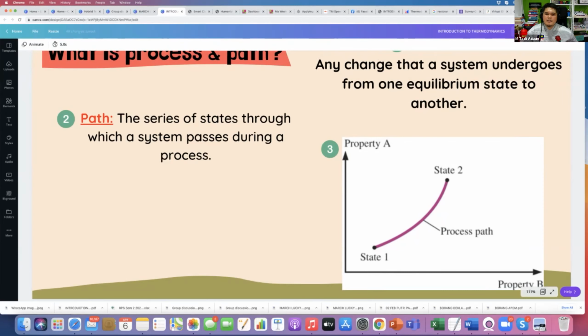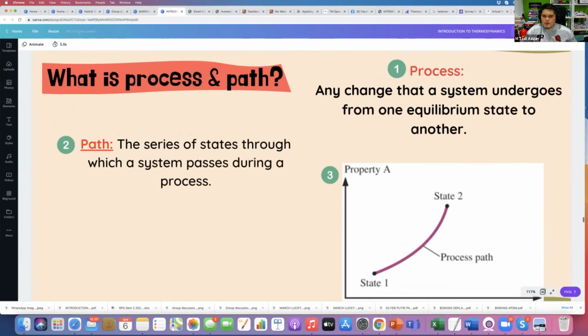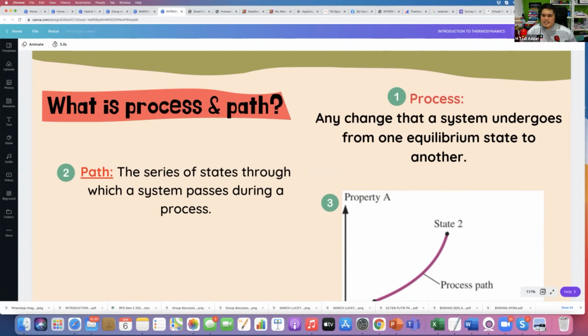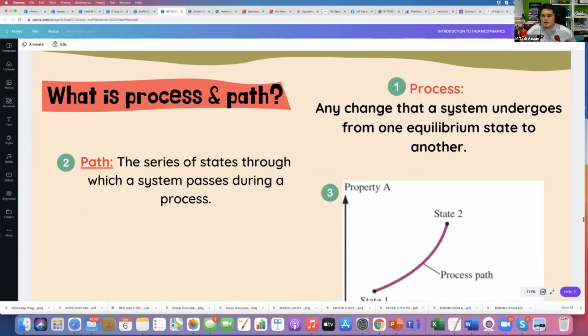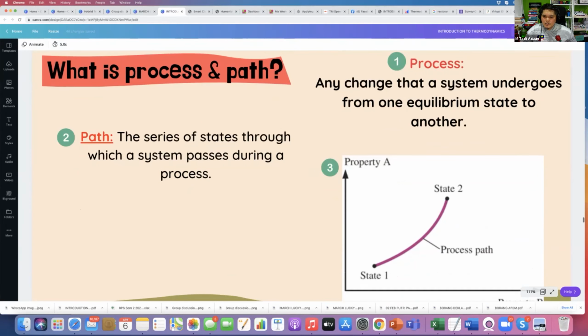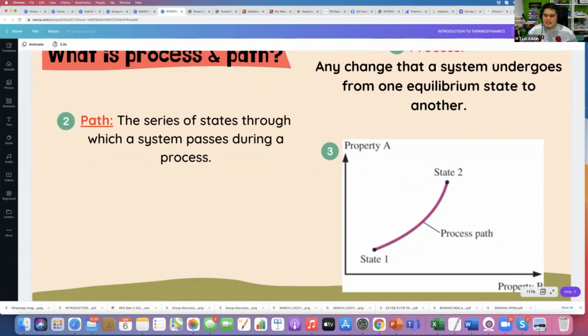That is property, right? So a process is a change that the system undergoes from one equilibrium state to another. If you have one state at equilibrium, and then there is a change, it tries to reach another state of equilibrium. The process of going from state 1 to state 2 is what we call a process. The path is the series of states through which a system passes during a process.